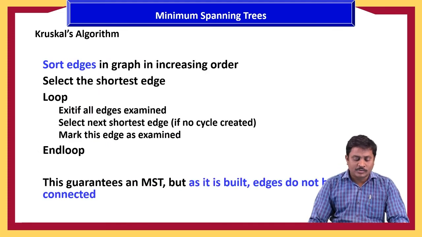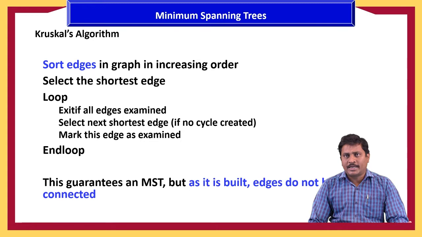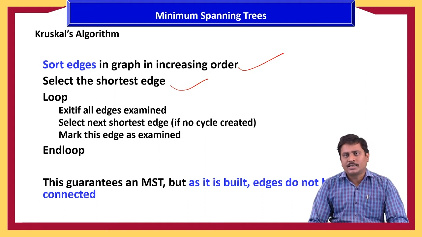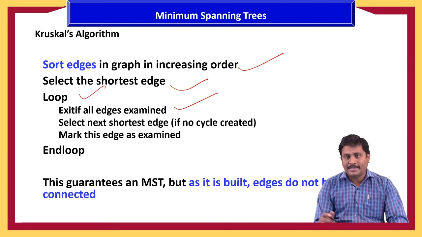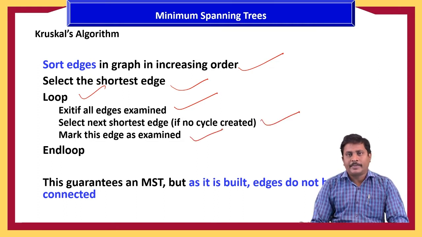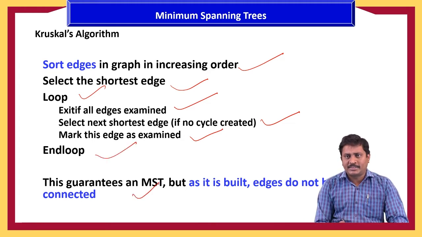So here in this Kruskal algorithm, first sort the edges in the graph in increasing order. Select the shortest edge; in Kruskal's algorithm, you select the minimum cost edge. Loop exit if all the edges are examined. Select the next shortest edge. Mark this edge as examined and end the loop. This guarantees an MST, but as it is built, the edges do not have to be connected.